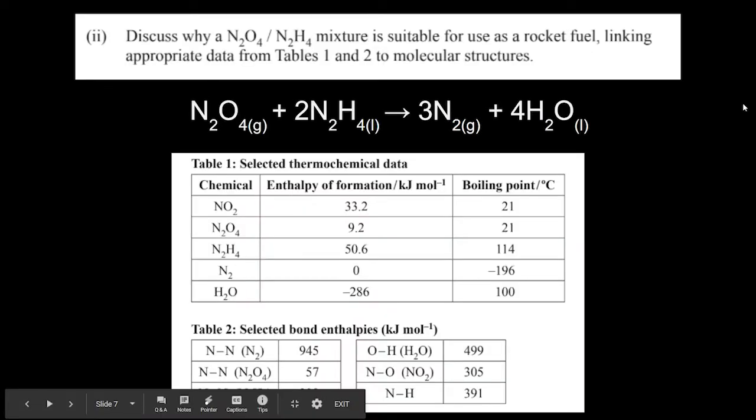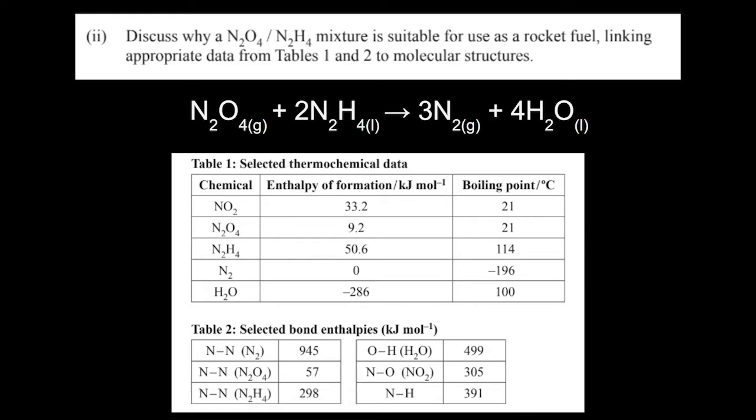Okay, in part 2 of this question, we need to discuss why this rocket fuel mixture is suitable as rocket fuel, linking it with the data below. So we're going to have to do some calculations. As well, we're probably going to have to discuss the magnitude or size of these numbers. The first thing we're probably going to have to do is calculate the enthalpy change, and then we're going to discuss the entropy change. Let's make some predictions first.